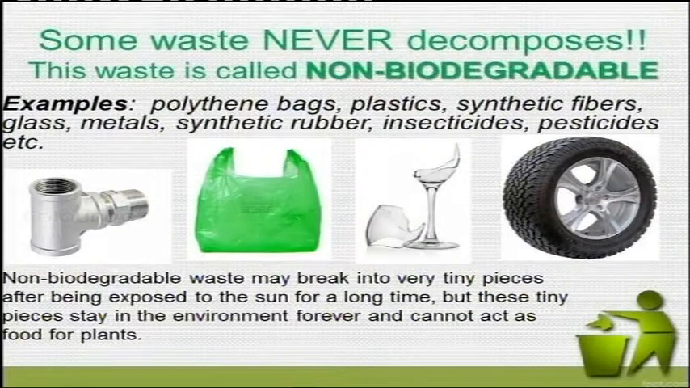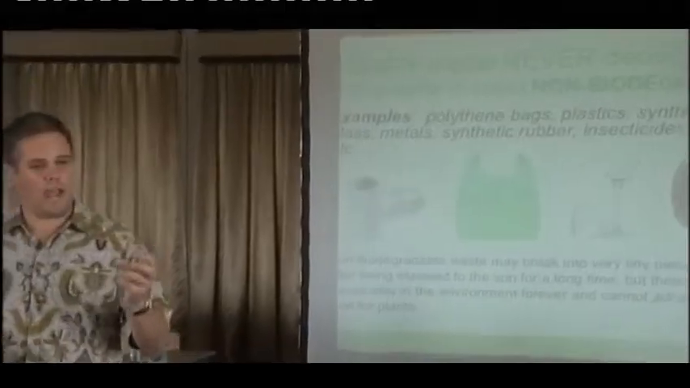But some waste never decomposes. This waste is called non-biodegradable. Plastics, metals, rubber, insecticides. What happens to these items is they break down into very tiny little pieces, but they do not act as food for plants. They stay in our environment forever.